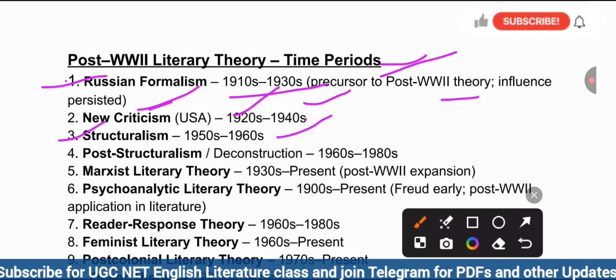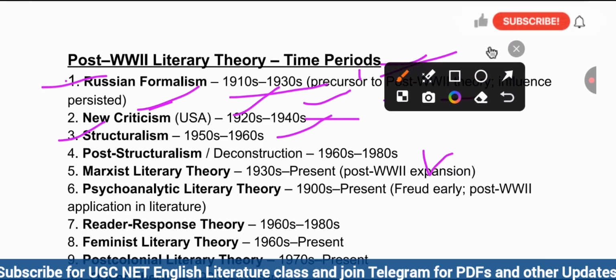Ferdinand de Saussure. New Criticism: you can remember I.A. Richards. We have Russian formalism: one term you must remember is defamiliarization, and Victor Shklovsky. New Criticism: you can remember Allen Tate, John Crowe Ransom, I.A. Richards, Cleanth Brooks. Structuralism: Ferdinand de Saussure. Post-structuralism, deconstruction: Derrida. Marxist literary theory: we have Friedrich Engels and Karl Marx. The word Marxist itself came from Karl Marx's name.